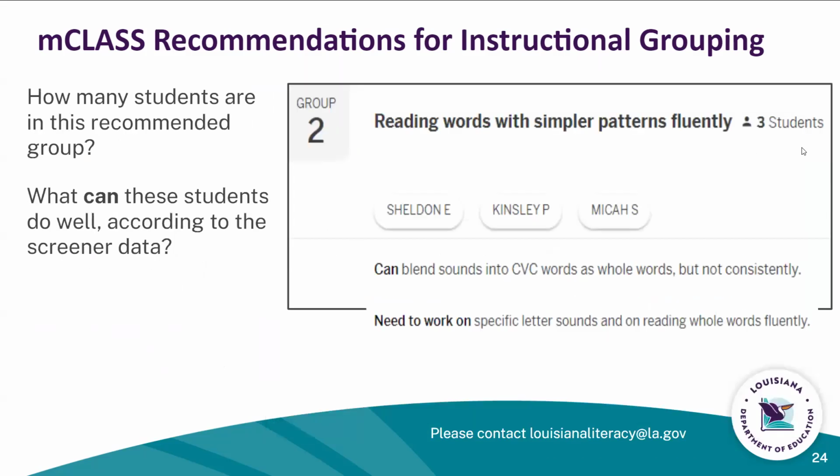Let's look at an example for group 2. How many students are in this recommended group? What can these students do well according to the screener data? Pause the video if needed.